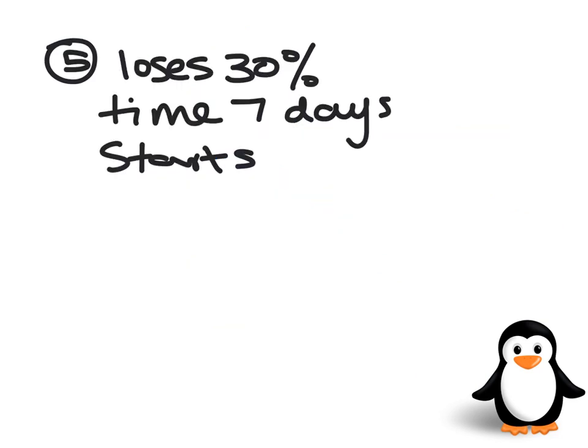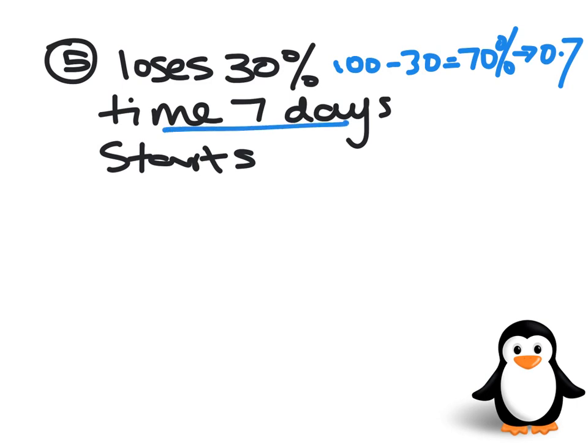Question 5. The ice cube loses 30%. So that's 100 take away 30, which is 70%, which we can turn into a decimal as 0.7. We know it's melting for 7 minutes, not days, 7 minutes. And what's its starting volume?